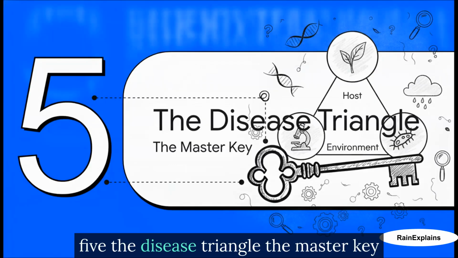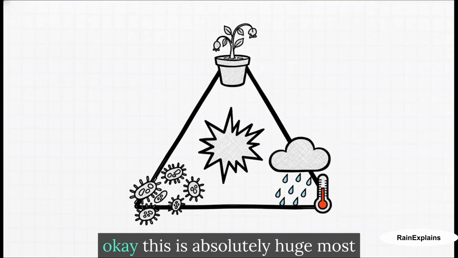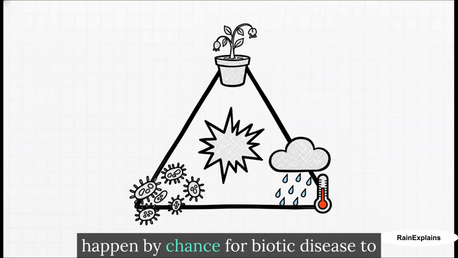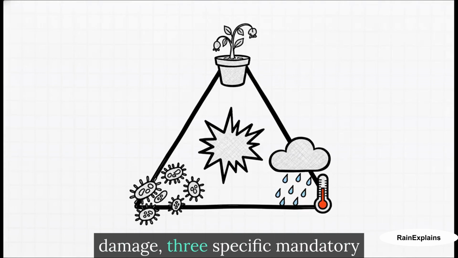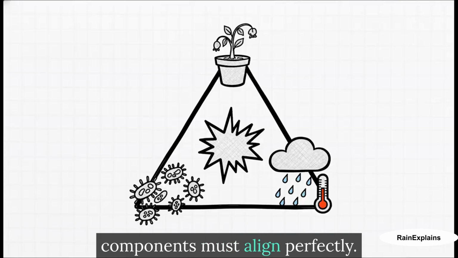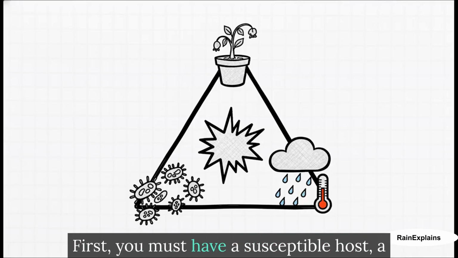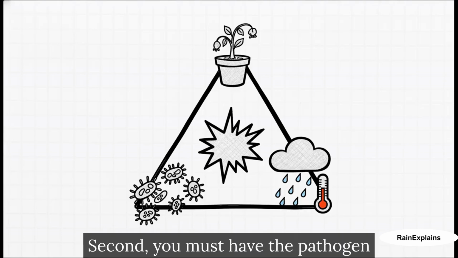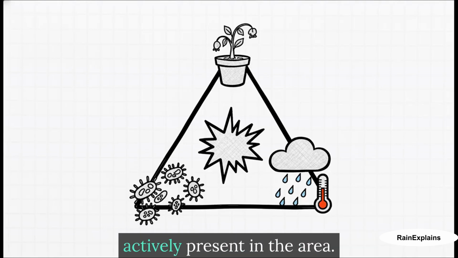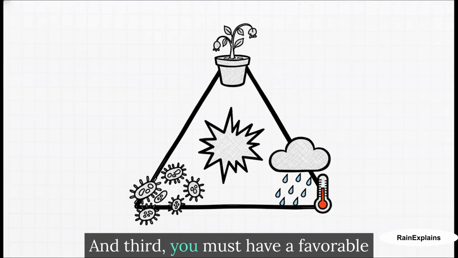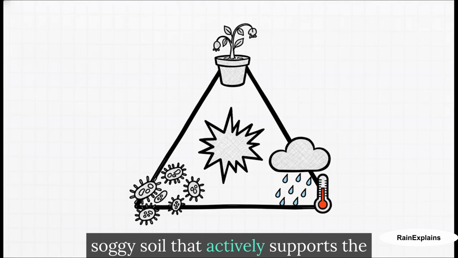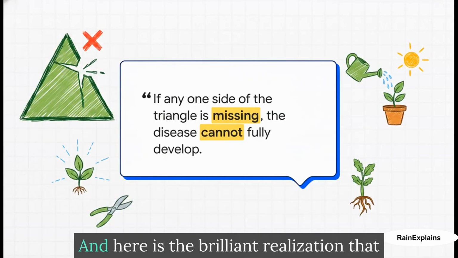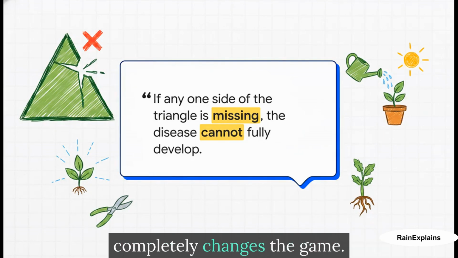Section 5, the disease triangle, the master key. Okay, this is absolutely huge. Most infectious plant diseases do not just happen by chance. For a biotic disease to actually take hold and cause severe damage, 3 specific mandatory components must align perfectly. First, you must have a susceptible host, a vulnerable plant. Second, you must have the pathogen actively present in the area. And third, you must have a favorable environment, like really high humidity or soggy soil, that actively supports the pathogen's growth.